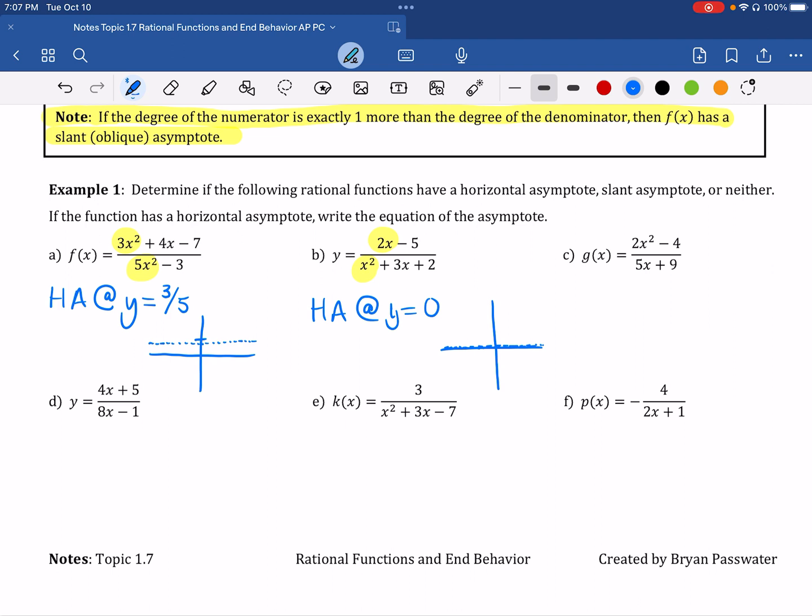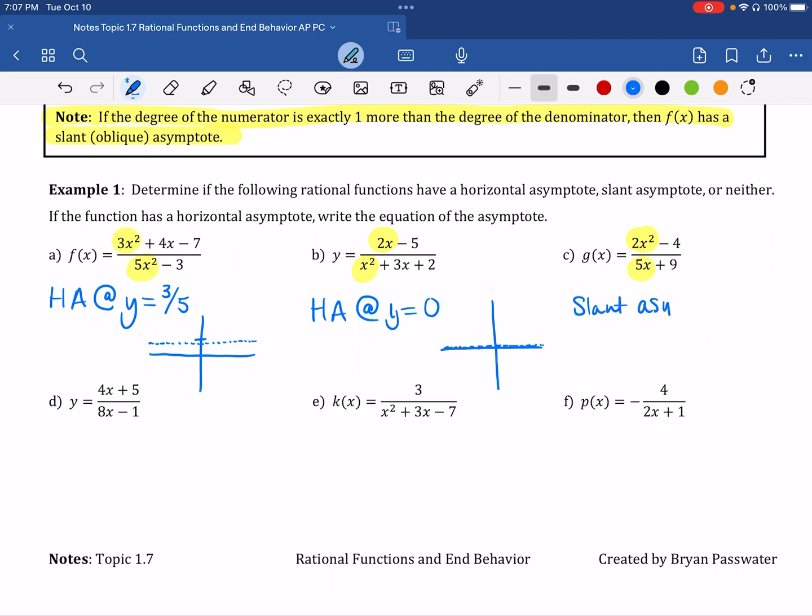Okay, and so then this next one here, again, it's in standard form. So when I compare, I notice that the degree of the numerator is greater than the degree of the denominator. And more specifically, I can tell it's exactly 1 degree greater. 2 is 1 more than 1, right? And so that tells me that I'm going to have a slant asymptote.